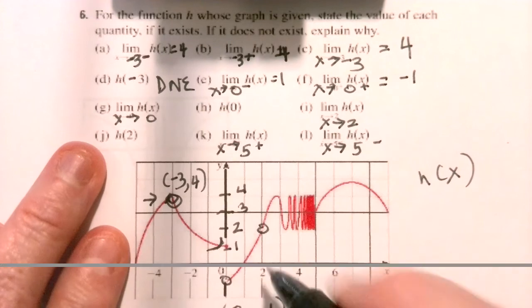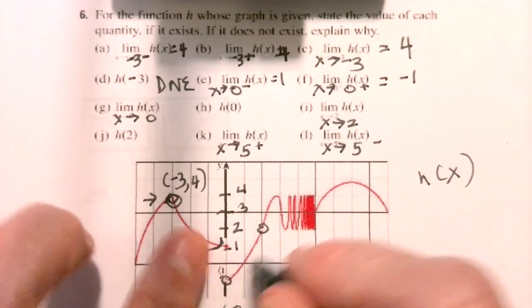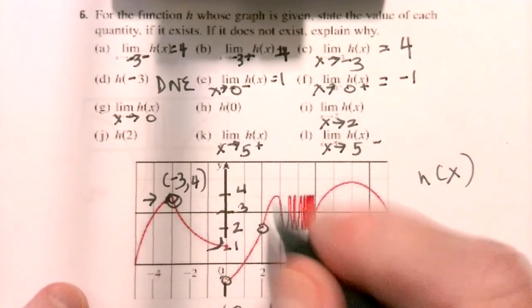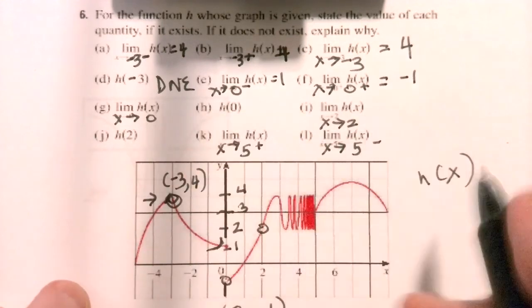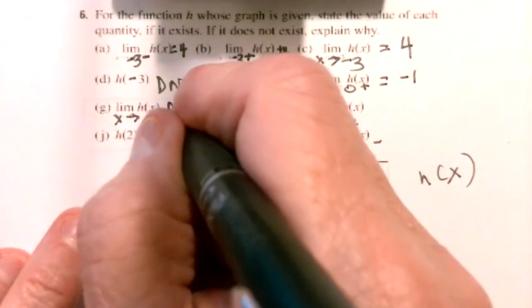So what is the limit as x approaches 0? We're not coming into the same place. The left-sided limit and the right-sided limit are not the same. So this does not exist.